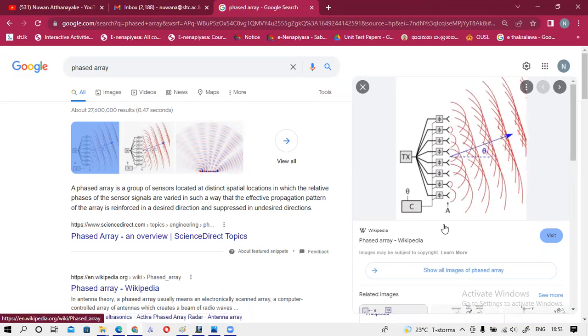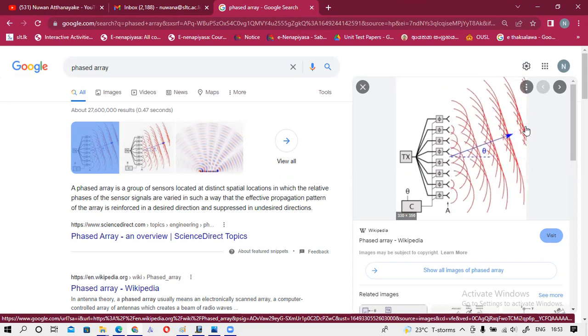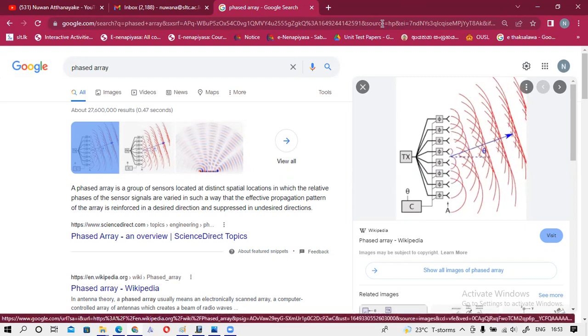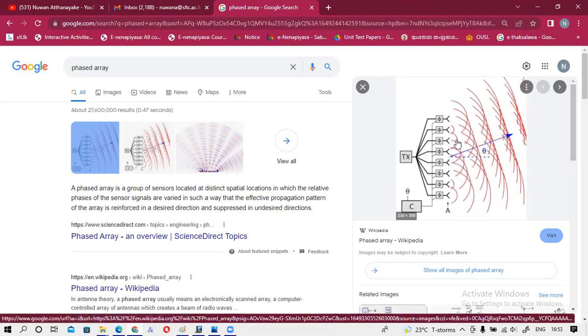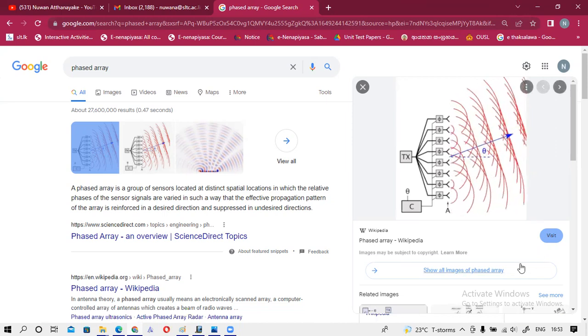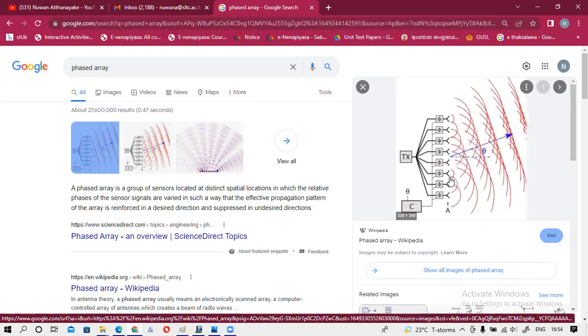So this is one technique to steer the beam towards specific users. We call this beam forming. So how can we apply our time transformation here? Can you observe? This antenna first transmits the signal. Then this antenna will transmit the same signal. Then after some delay, this antenna will transmit the signal.